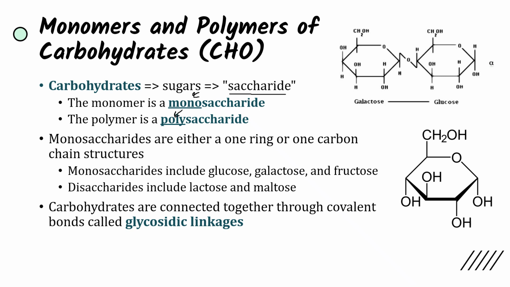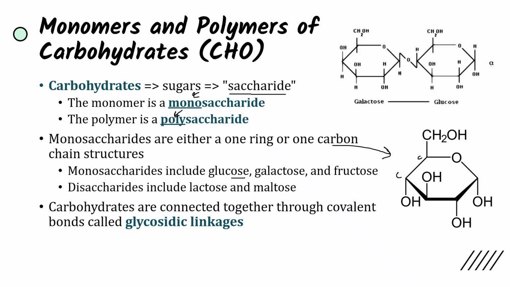And monosaccharides are either a one ring or a one carbon chain structure. So for instance, looking at the glucose molecule over here, we are seeing a carbon ring, and each one of these points on the ring is going to be a carbon atom. Whereas oftentimes there could be a carbon chain, where again each point of the chain will be a carbon atom. And monosaccharides include glucose, galactose, and fructose. As you can see, a lot of the sugars are going to end in ose. And we have disaccharides, which are two sugar, such as lactose and maltose.